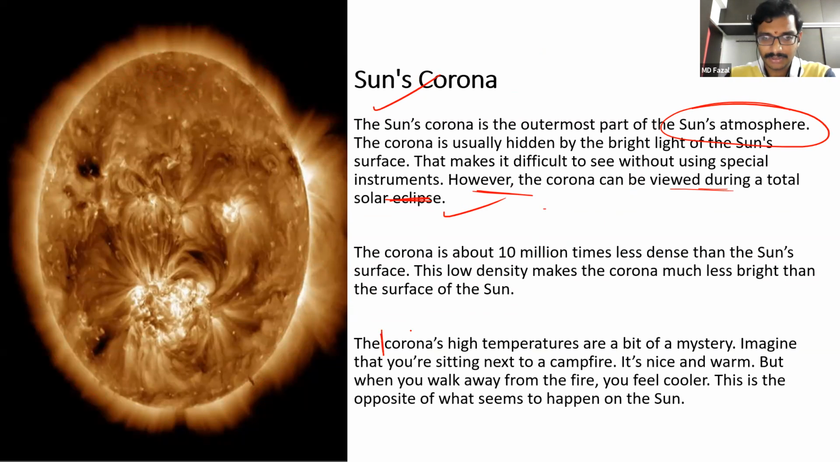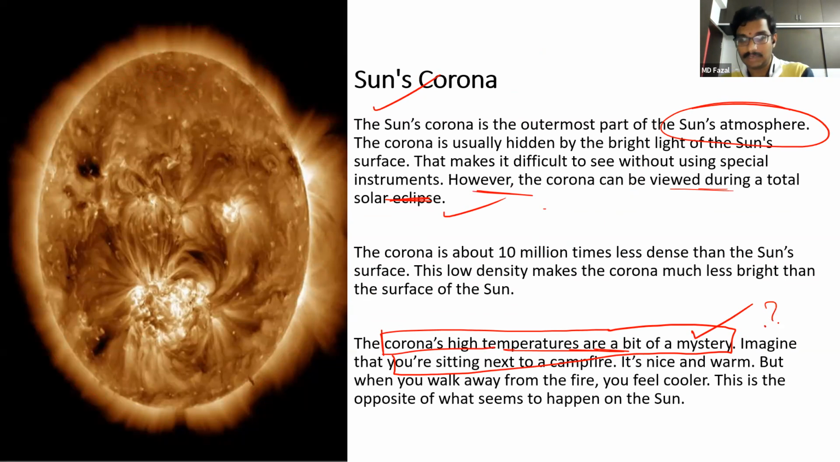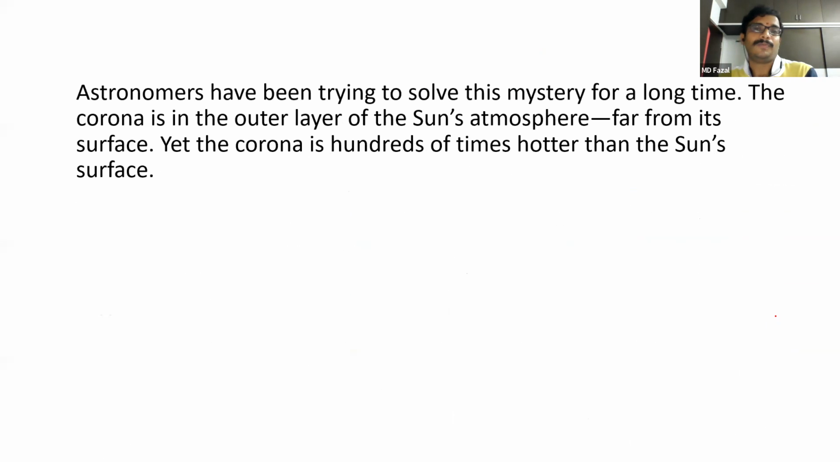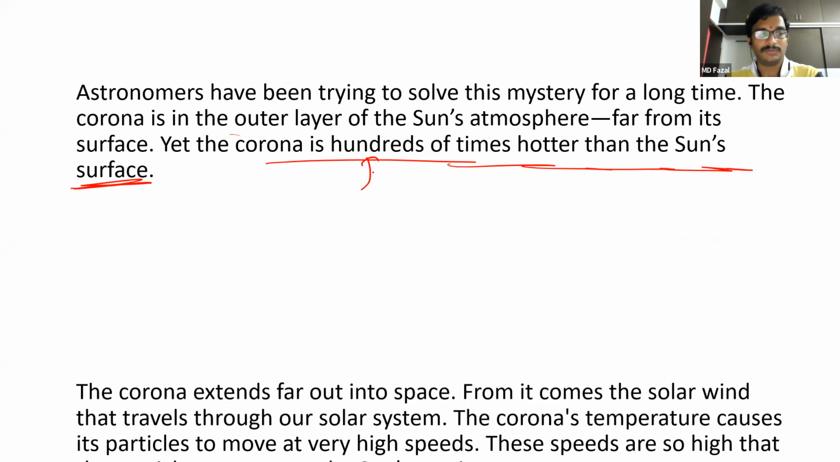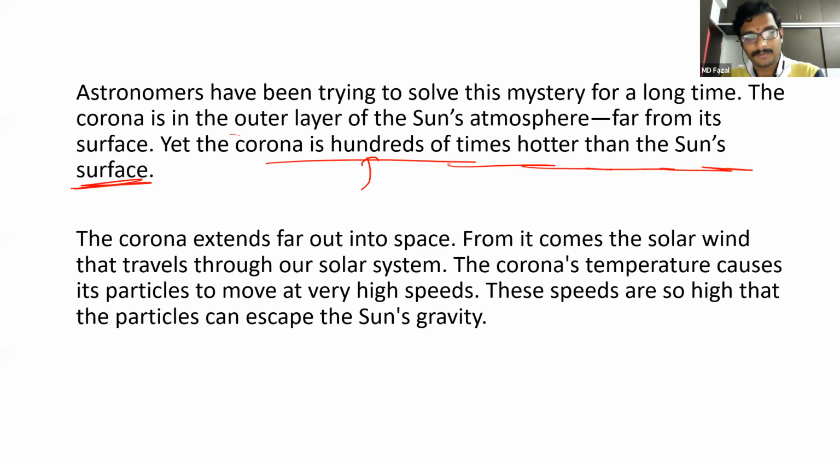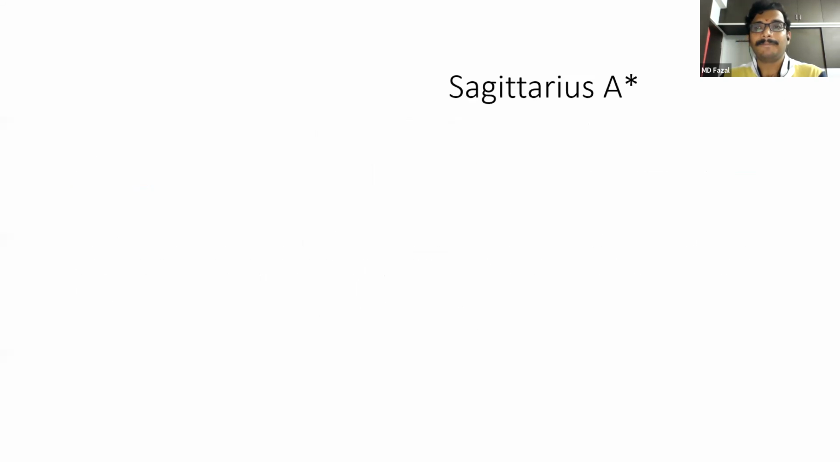The high temperatures of the corona, just underline or note down the highlighted points. The corona's high temperature is a bit of a mystery. We don't know why it is still there. No explanation till now. As I explained, the corona is 100 times hotter than the sun's surface. Hundreds of times more hot. Fine. So this is the thing.